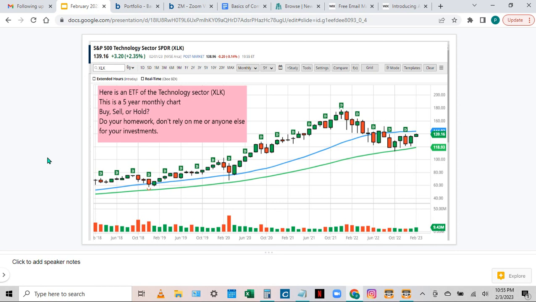Then we can also talk about how we can use sector ETFs to judge not only the whole market, but a specific sector. So this is considering the technology sector, symbol XLK. This is a 5-year monthly chart. And so if you do your homework on this sector and you just look at what stage we're in now, it looks like we're still kind of stage one on this monthly chart, right?